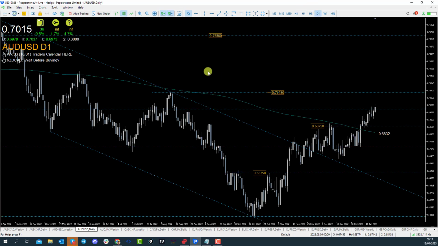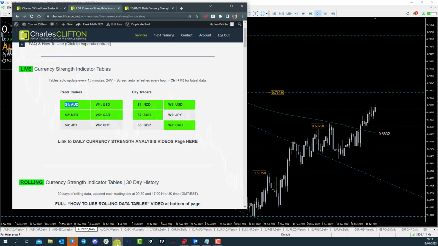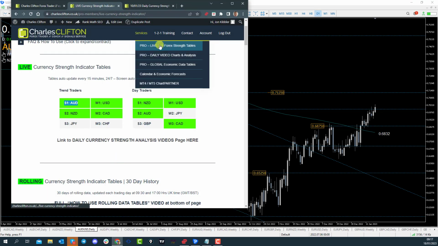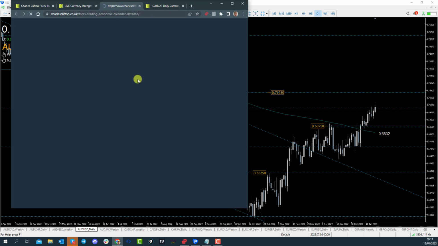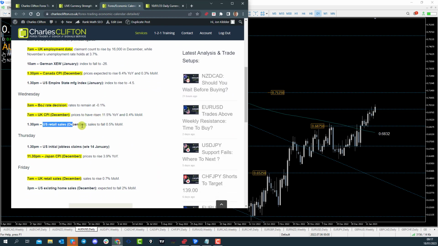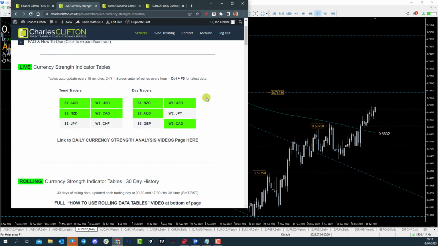We do have key data today, so do be aware that there is some data around about 1:30 p.m. If we just go over to our calendar here and we just zoom down to Wednesday, you can see US retail sales at 1:30 p.m. So do be aware that we have got some key data at 1:30 p.m. in the US today. And obviously we're focused on those US dollar pairs at the moment. So keep your eye on that.